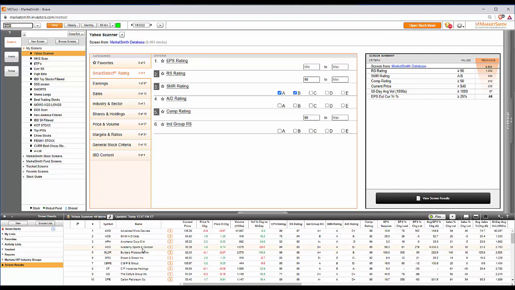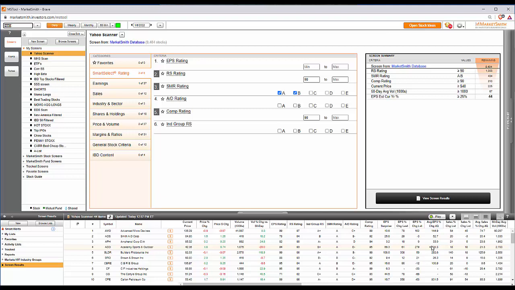I could sort these in a variety of ways. I could rank them by price. I can rank them by how much they're gaining or losing today. I could rank them by EPS rating, relative strength rating, the SMR. They're all A's and B's, so we're not going to worry about that. Let's rank them by comp, because that's kind of the overall big picture, right?